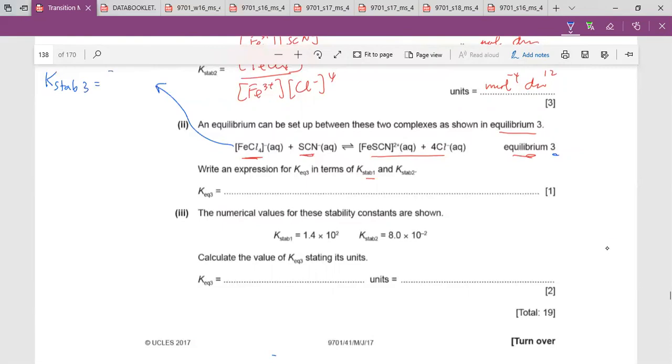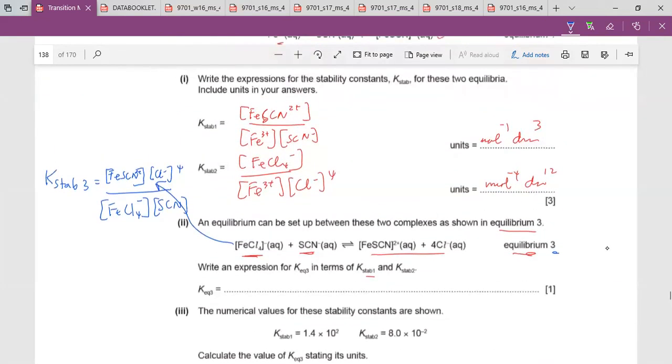equal to the concentration of FeSCN 2 plus, and your Cl minus to the power 4, over FeCl4 minus, and SCN minus. So now I've got these two here to play with, to put inside here. Very simple. Now look at this one here. Now this, I'm going to put in red color here. Okay, see this part.